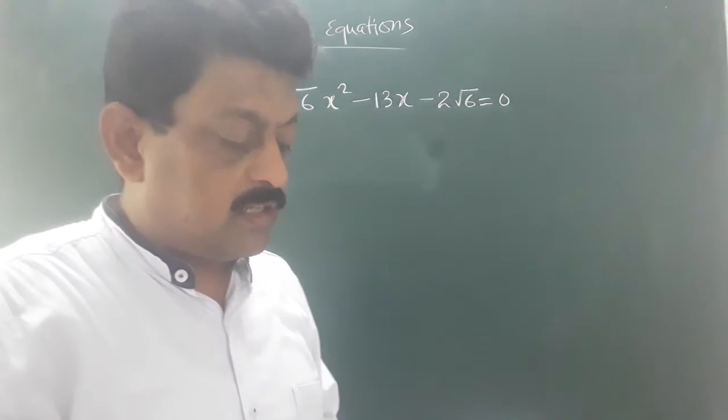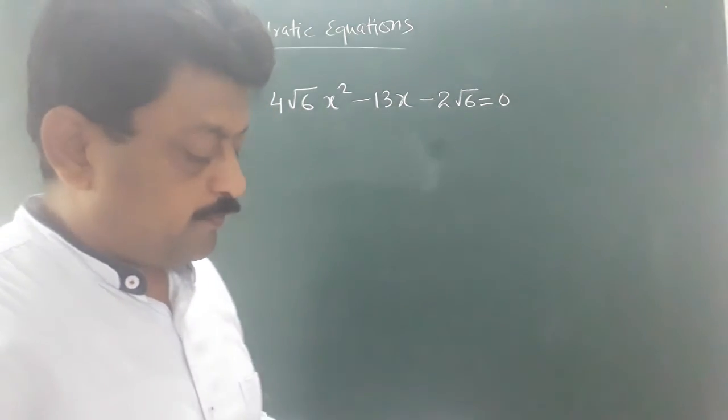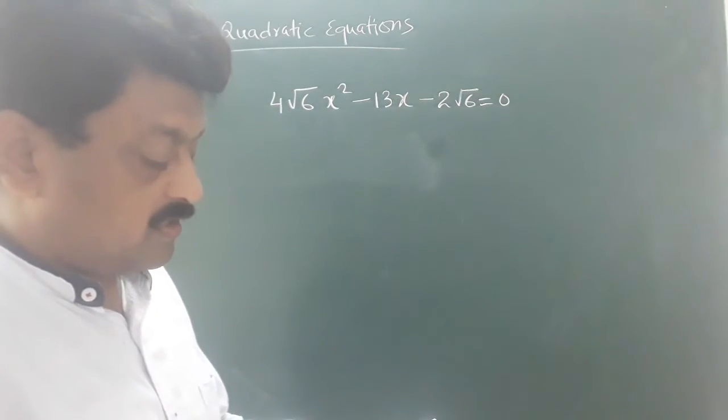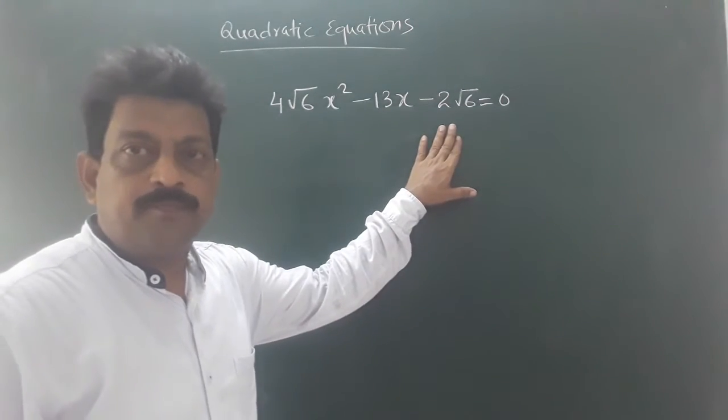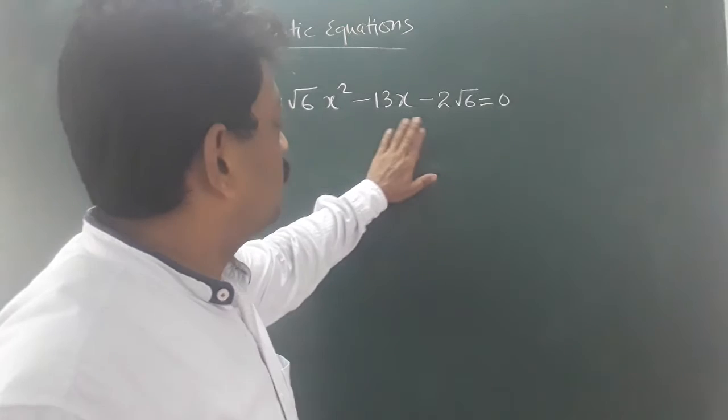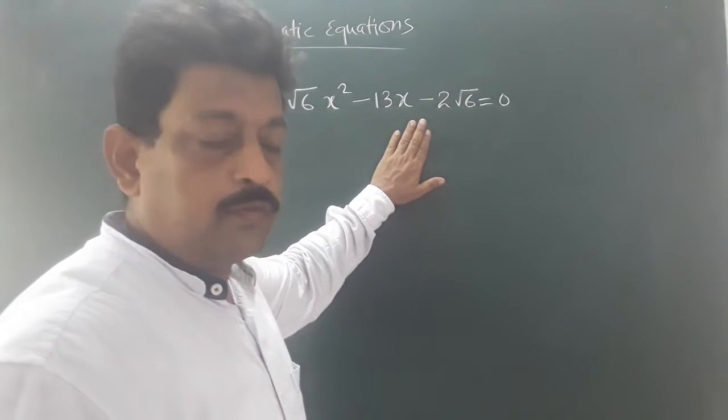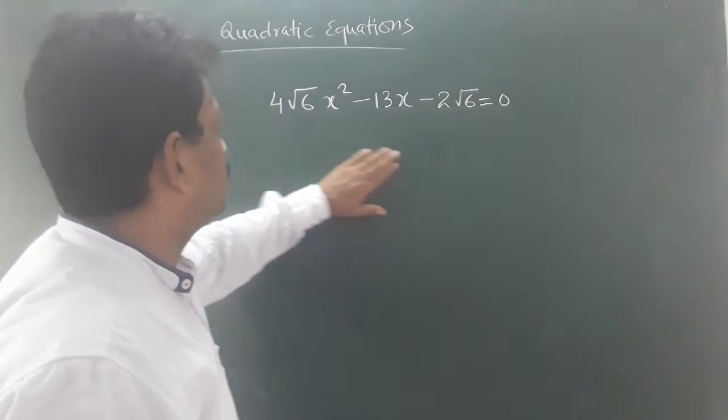So root over sign are there: 4 root 6 x square minus 13x minus 2 root 6. Here you can see root over sign are there, but don't worry about the root over sign. We have to follow the basics. We have to follow the same procedure that we have done earlier.